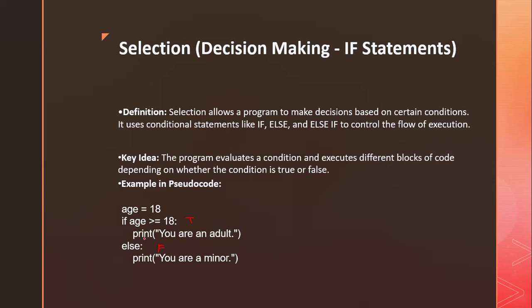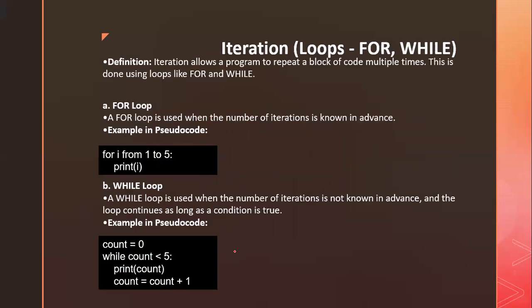An example in pseudocode: age equals 18. If age is greater than or equal to 18, then print that you are an adult. Else, if the statement is false, meaning age is less than 18, then you are a minor. So you have a true branch and a false branch. This goes back to basic concepts in programming, and you have an idea of how everything works out. Now iteration: these are loops. You can have for loops and while loops.